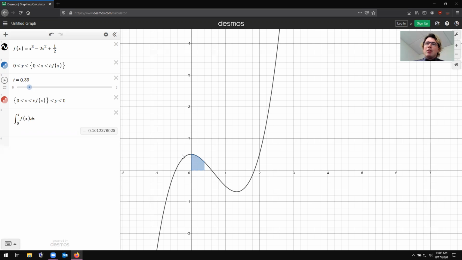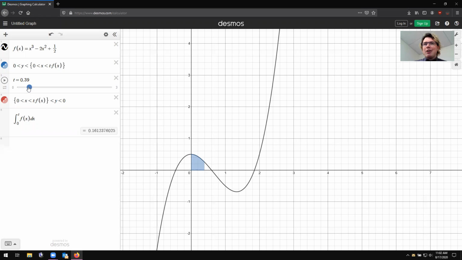So when the function is above the x-axis, we are looking at the region between the x-axis on the bottom, the function on the top, and between the two different x values that I've chosen. So here between 0 and about 0.4.